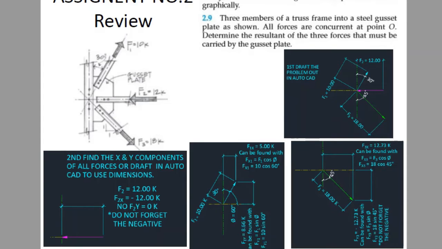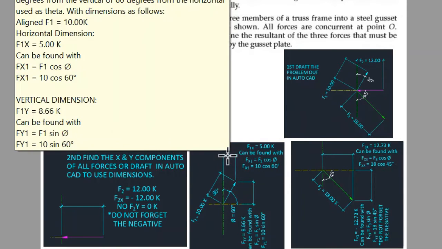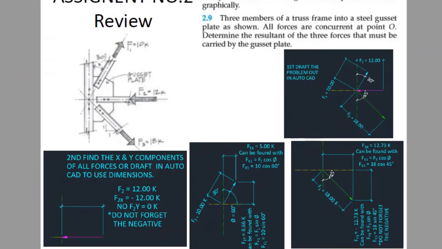Next, let's take a look at F1. F1 is equal to 10K. By using AutoCAD, we can dimension and find that F1x is equal to 5K, or we can use the equation F1x is equal to F1 times the cosine of theta, or F1x is equal to 10 times the cosine of 60. We also find with a dimension that F1y is equal to 8.66K, or it can also be found with F1y equal to F1 times the sine of theta, which is equal to 10 times the sine of 60.